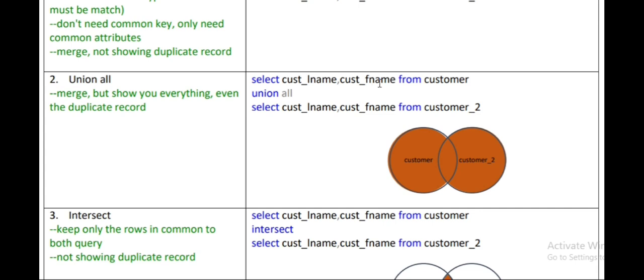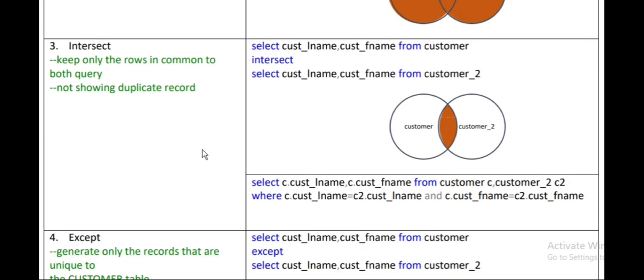Number 3, intersect: keep only the rows common to both queries, not showing duplicate records. Select cust_lname, cust_fname from customer intersect select cust_lname, cust_fname from customer2. This will keep only the rows common to both queries. You can see the colored part in the customer and customer 2 tables, not showing duplicate records.